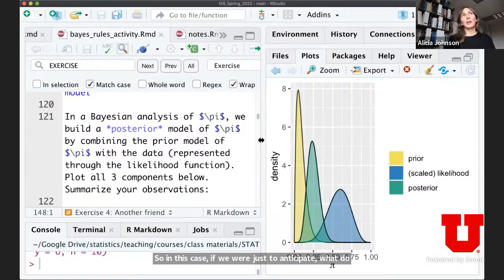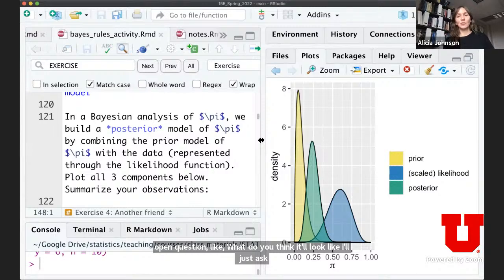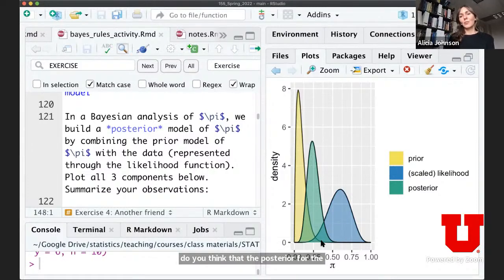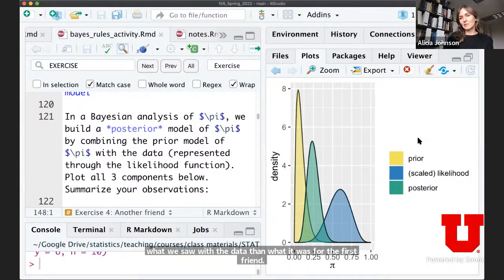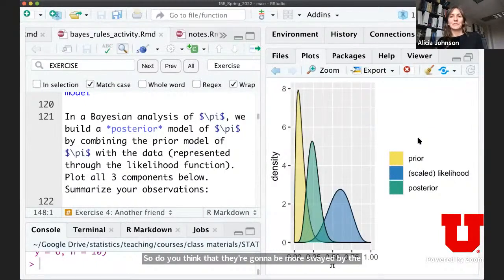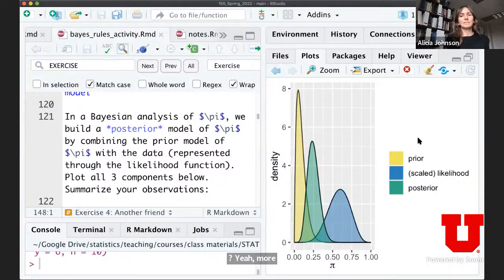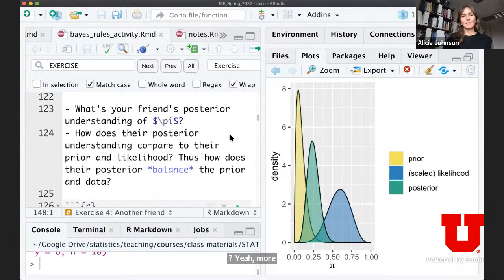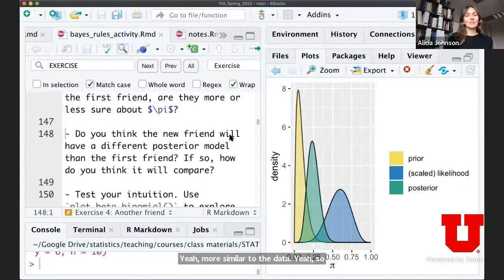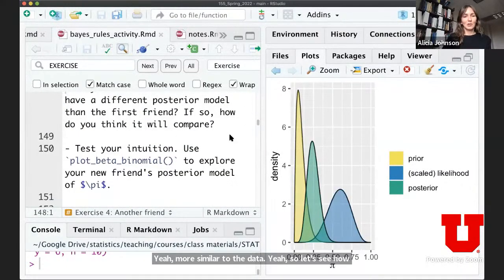and how it would compare with the data, instead of asking a big open question, I'll just ask: do you think that the posterior for the second friend is going to be more similar to what we saw with the data than it was for the first friend? Do you think they're going to be more swayed by the data or less swayed by the data? Yeah, more similar to the data. Yeah, so let's see how it works out. Turns out that intuition is correct.